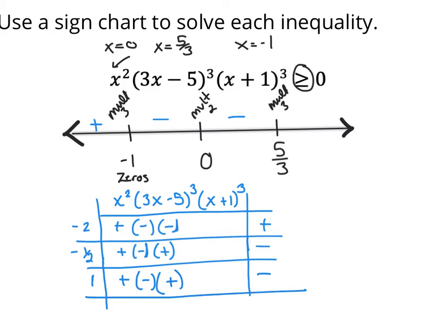And then finally, I'm going to plug in something greater than 5/3. I'm going to go with 3. So if I plug in 3, here 3 squared is a +9, so positive. Plug in 3 into the next factor. 3 times 3 is 9, minus 5 is a positive. Cubed will be a positive. And 3 plus 1 is 4, cubed will be a positive. So my function will switch back to positive.